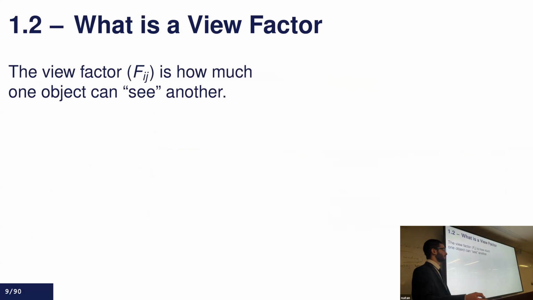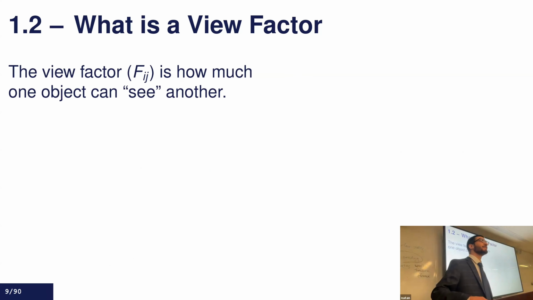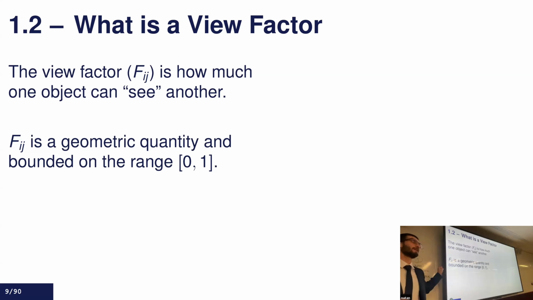So what is a view factor? In general, it is a measure of how much one object can see another object, or in other words, how much of its field of view is taken up by another thing. In the context of radiation, that is important because if an object is radiating in all directions, how much of that is actually incident on the other surface. It's a geometric quantity from 0 to 1.